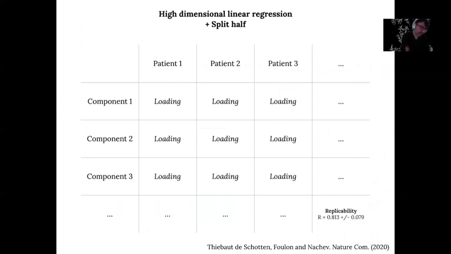We split our data set of 1,333 patients into two data sets of 666 in order to assess the replicability or reproducibility of our maps, which showed a correlation of 0.81, which is a strong effect of reproducibility.